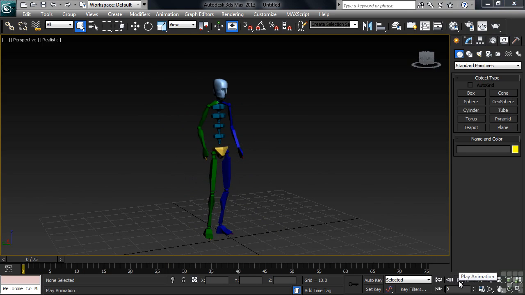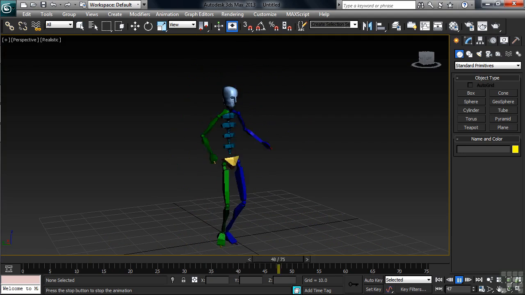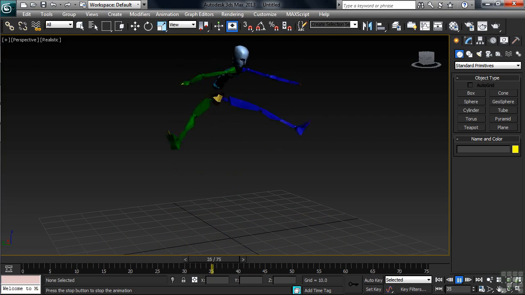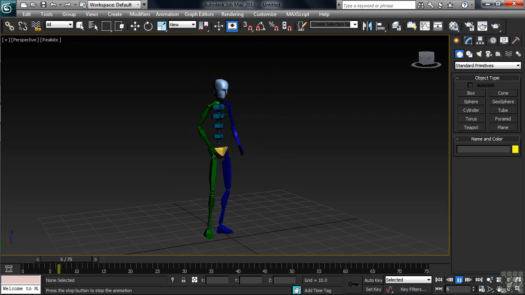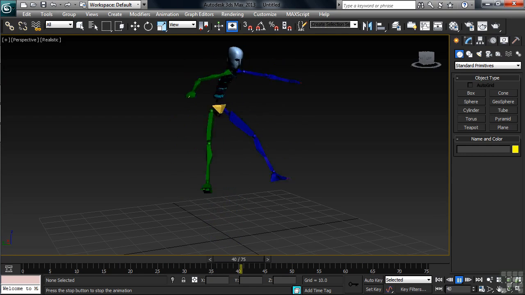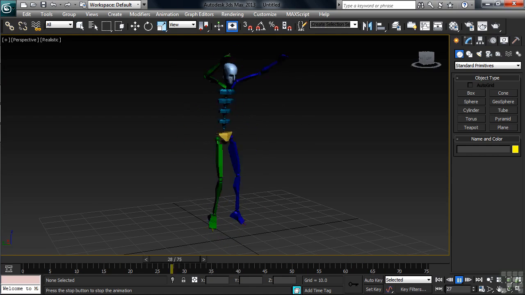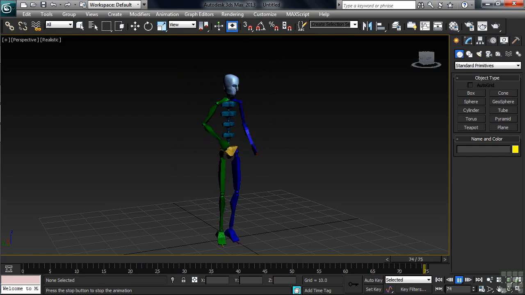There's also a principle known as overlapping action that states that not everything happens all at the same time. No, when something moves, there's usually a series of smaller actions that overlap or combine together to create the overall motion. Look at the way this character is jumping into the air to do the splits. The complete action is broken down into a series of smaller actions or movements that overlap and combine together to create the overall mid-air acrobatics.